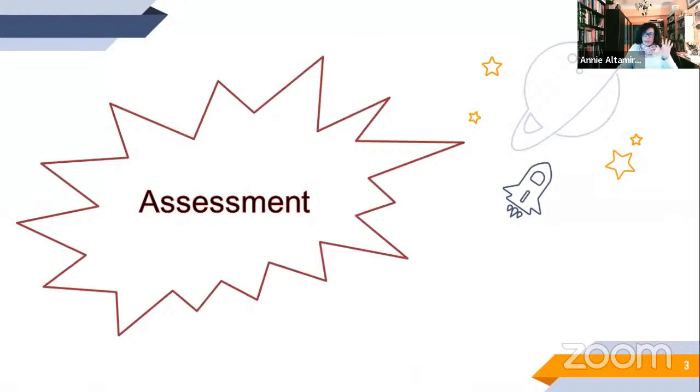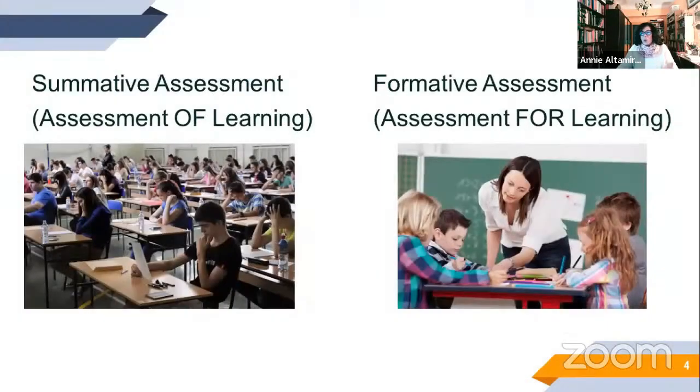Now, there are two ways in which we can assess. Every time we assess our students, we either assess in a formative or in a summative way. Assessment of learning is summative in nature because it usually happens at the end of a period of teaching, for example, at the end of a unit, a term, a year, with an eye towards determining who has mastered the content and who hasn't.